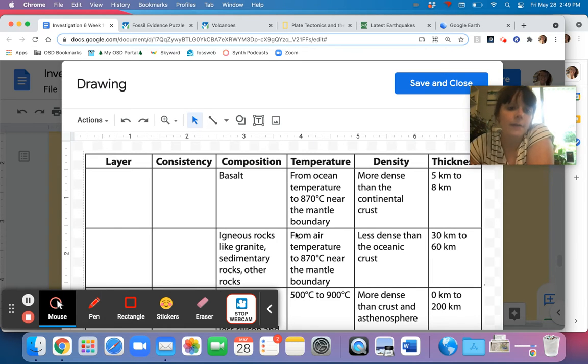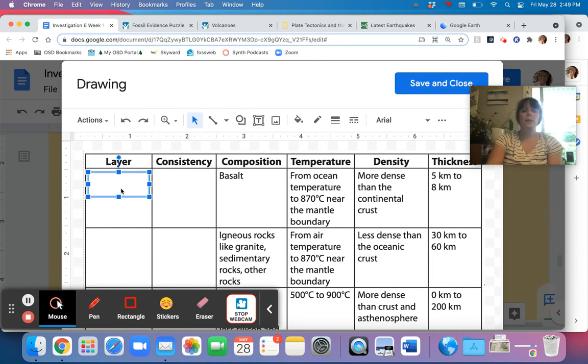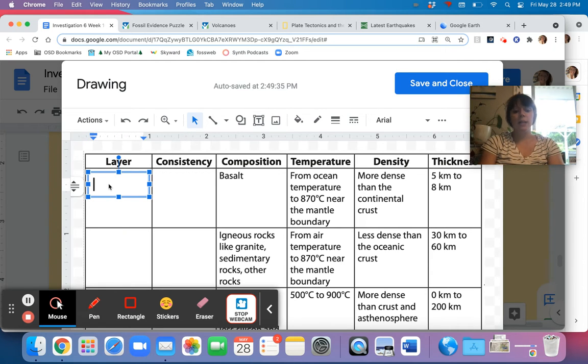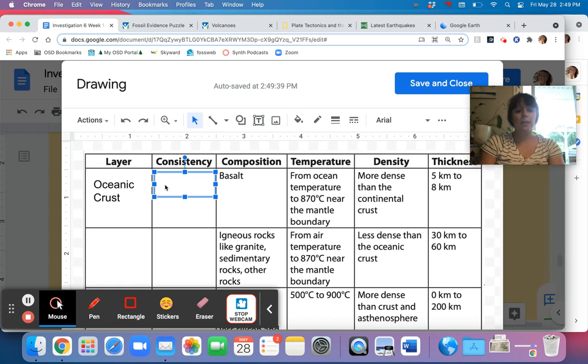So for these, we're going to fill in the type of layer and what its consistency is. So the top layer is the outermost layer that they want us to fill in. It's oceanic crust. It's a solid rock. Okay, it's crust made of basalt, solid rock. It's an igneous rock. And it's a dense rock.